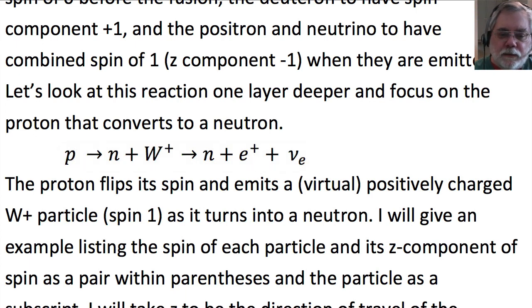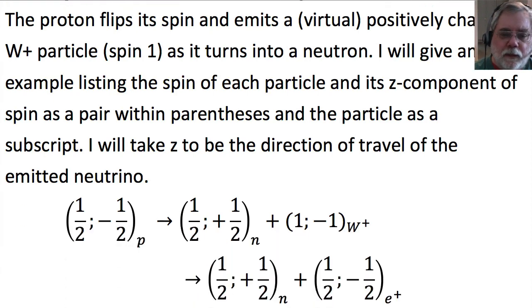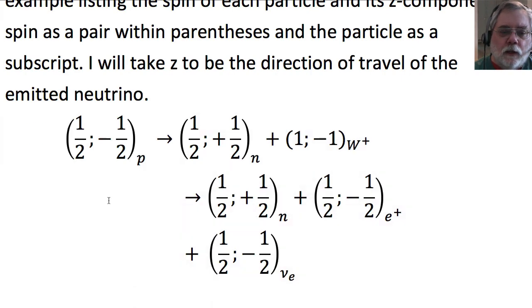I'm going to give an example listing the spin of each particle and its z component of spin as a pair within parentheses, and the particle as a subscript. And this is just an example. I'm going to take z to be the direction of travel of the emitted neutrino. So the proton is a spin 1/2 particle, and I'm saying that this proton started out with a spin component in the z direction of -1/2. It emitted a W+ particle, which is a spin 1 particle, and in this case it had spin of -1 h-bar in the z direction.